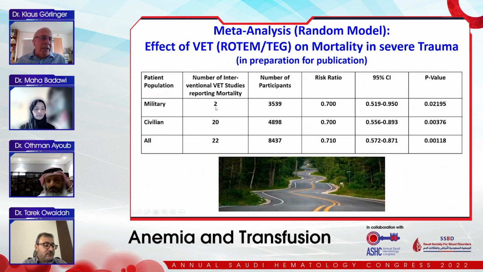2 in the military setting. I already mentioned the biggest one. Overall, 3,500 patients with a risk ratio of 0.7. There are also 20 studies in the civilian setting with nearly 5,000 patients. You see the risk ratio is exactly the same between military and civilian trauma. So if we take all the studies together, nearly 8,500 patients, the risk ratio for mortality is 0.71 with a p-value of 0.001, so extremely high significance.